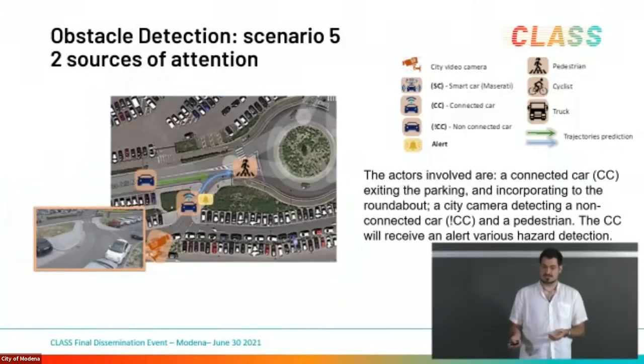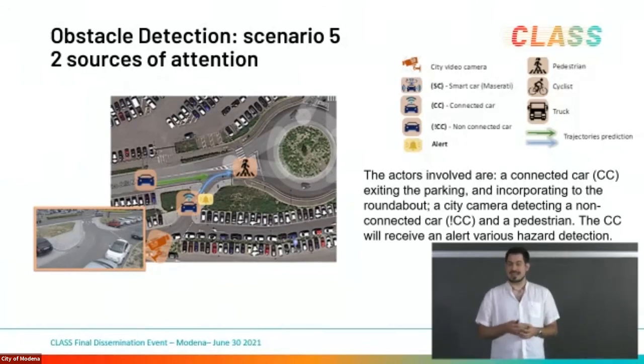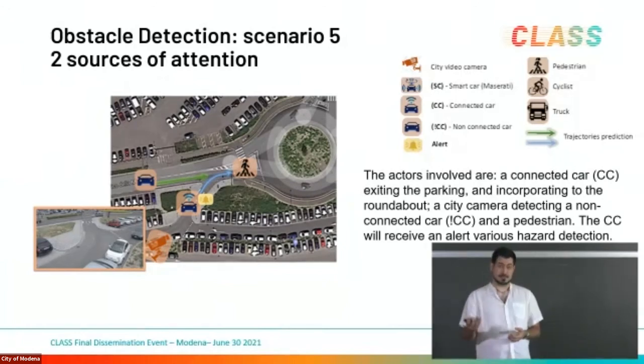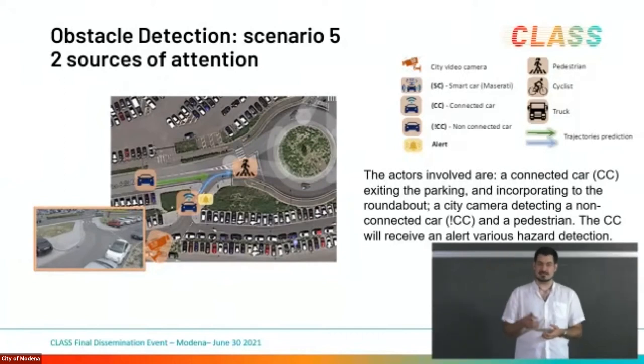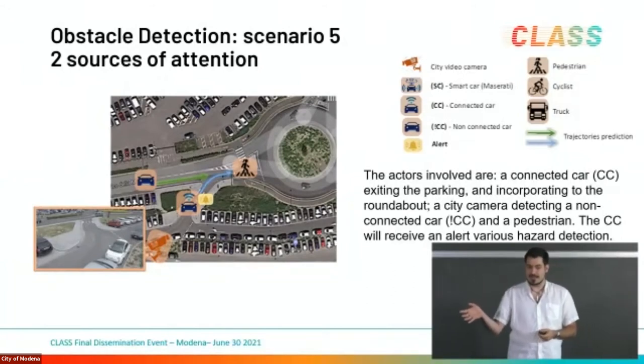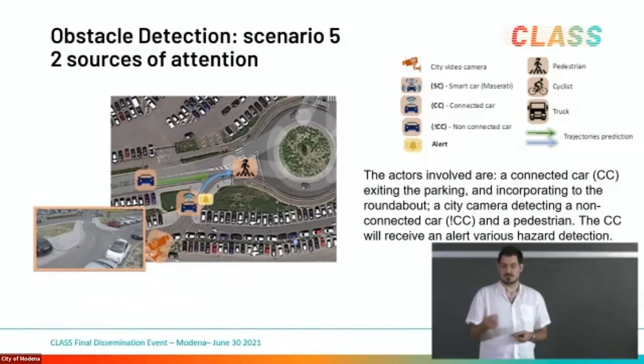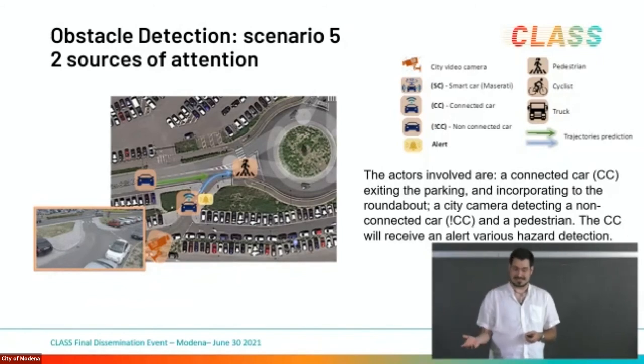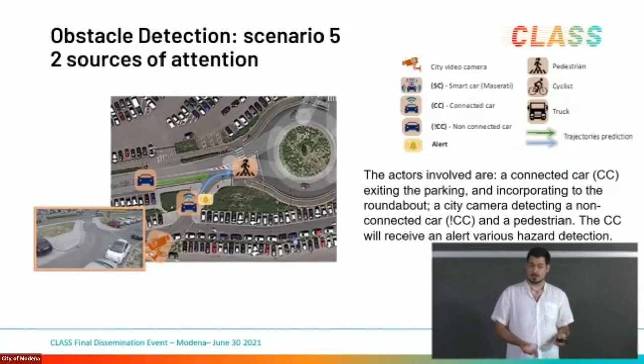The other one that you have seen this morning is actually the two sources of attention, because we have the Levante car that is exiting from a parking lot. While it is exiting, there could have been a pedestrian on the right-hand side before going inside the roundabout, and therefore the attention of the car might be focused on the pedestrian. While on the other hand, the Quattroporte car was approaching the same roundabout and going to cross the path of the Levante without any attention to that part of the road.